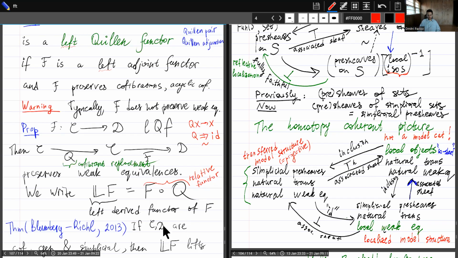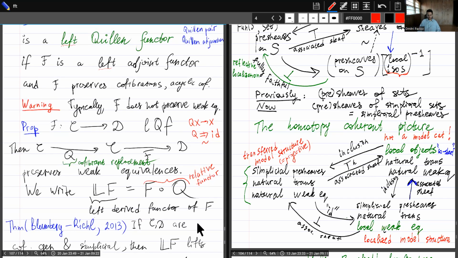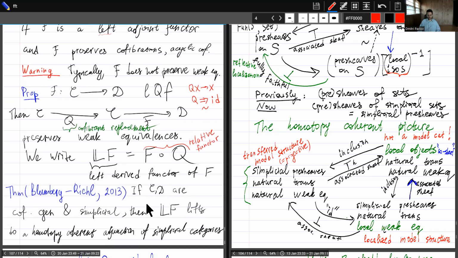There are many ways to formalize this, and I only mention just one. This is a fairly recent result by Blumberg and Riehl from about 10 years ago. If C and D are, let's say, combinatorial simplicial model categories, then the left-derived functor can be organized or lifted to a homotopy coherent adjunction of simplicial categories.